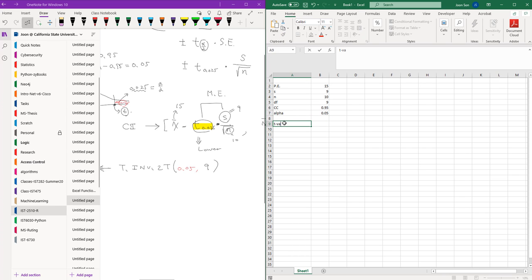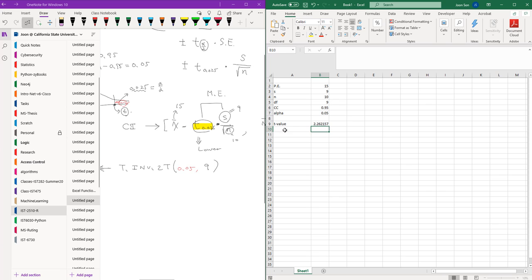So now, given this, the t value is equal to T.INV.2T, and then you have to use the alpha, which is this guy, that's the probability, and a comma, and the degrees of freedom, which is 9. So that's my t value.